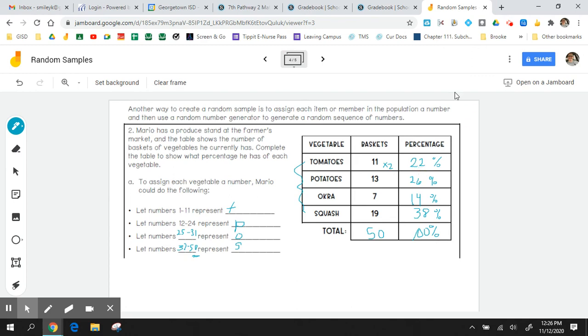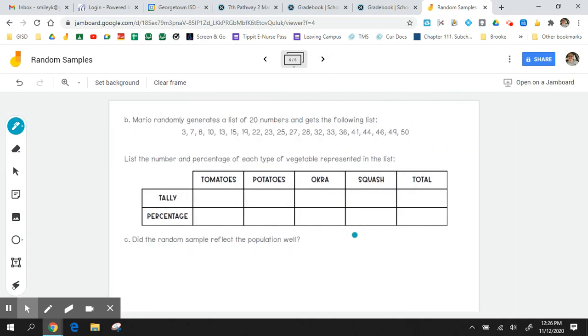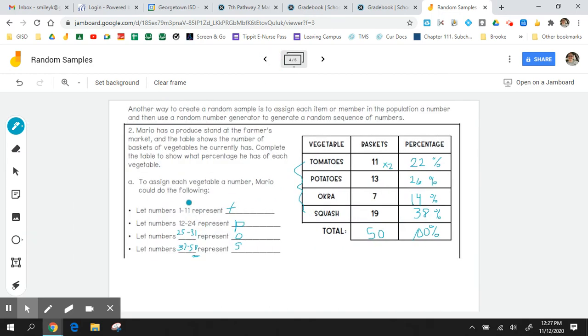So let's look at part B of this. Part B, Mario randomly generates a list of 20 numbers, and he gets this following list. So what we're going to do is look at what we had on that last little slide. Using this information, where would they fall under tomatoes, potatoes, okra, and squash? So you have it on your paper.